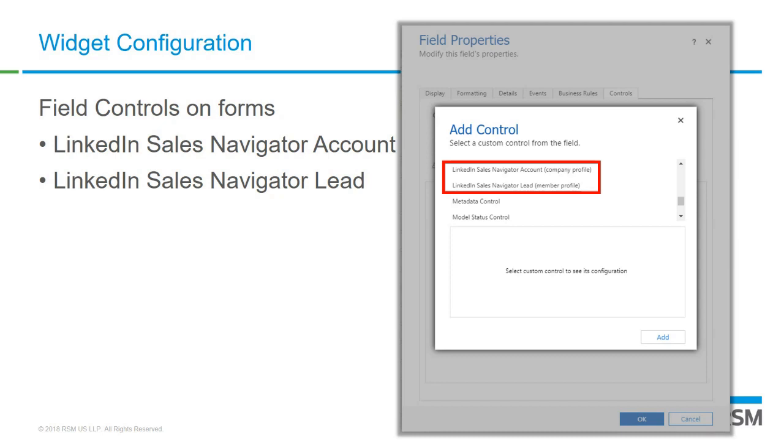And what you do, for example, for what I did for the contact, is I just dragged the last name field on that form, and then I went to controls, and that's where you can see here the field properties that I'm in. And then you're going to be able to add that control based on that field, right? Either the top one, which shows you the LinkedIn Sales Navigator account, which is the company profile, or just the member profile. You could show that directly from there as well.